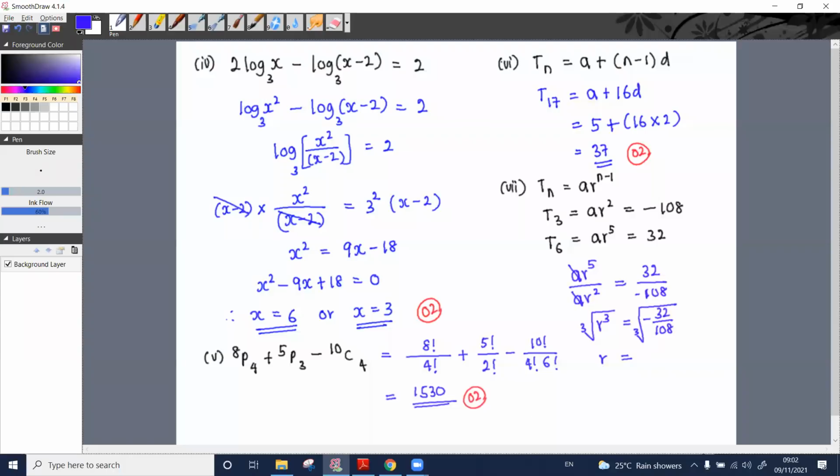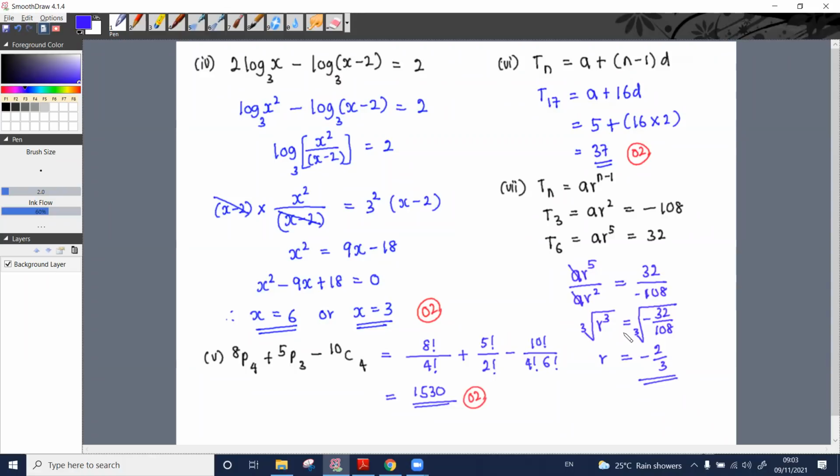The value of r should be equal to what? Minus 0.66, right? It is better if we can express it as a fraction: minus 2 over 3. This is the value of r. Minus 2 over 3. R means the common ratio, right? We have found it. Common ratio we have found.